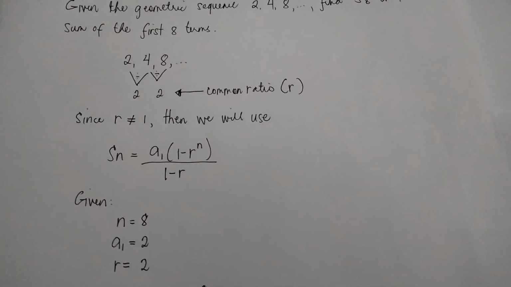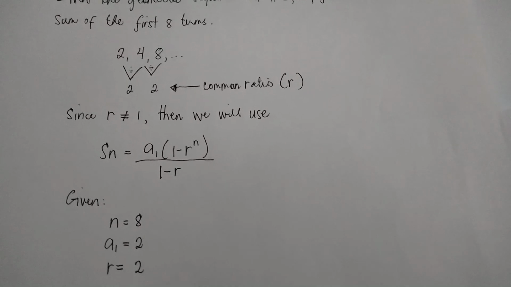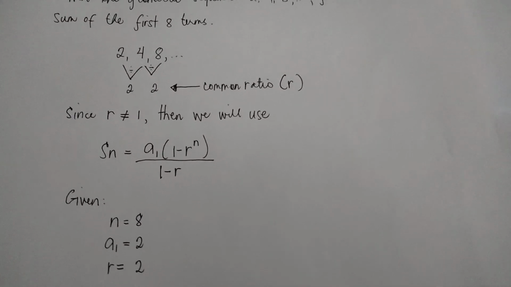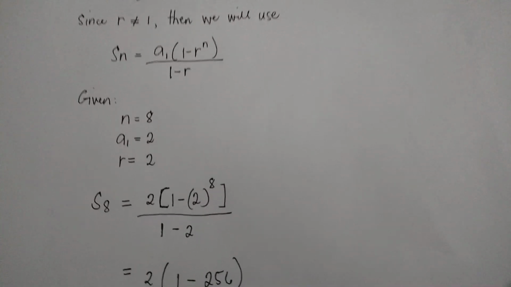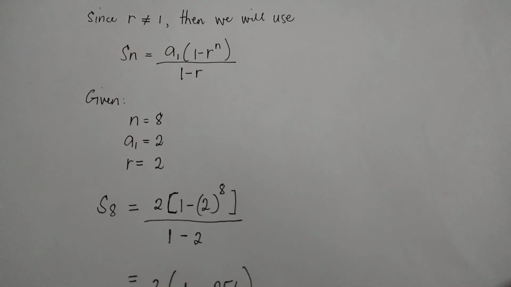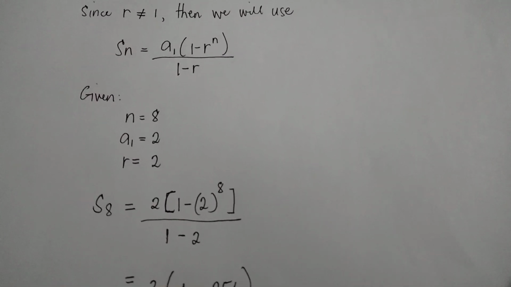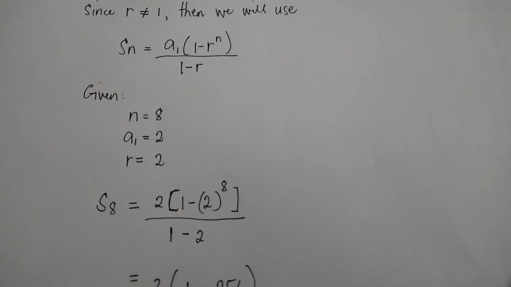Next, we are going to substitute the given into the formula S sub n equals a sub 1 times the quantity 1 minus r raised to n, all over 1 minus r. That becomes S sub 8 equals 2 times the quantity 1 minus 2 raised to 8, all over 1 minus 2.